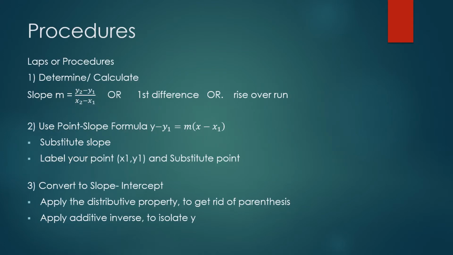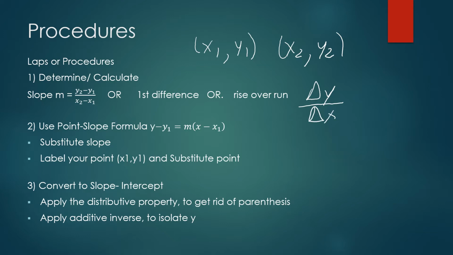Alright guys, so your procedures for these particular problems are: first, calculate the slope using the formula, first difference or rise over run. Remember, you will like to label your points x sub 1, y sub 1, x sub 2, y sub 2. And for rise over run, this is change in y divided by change in x.